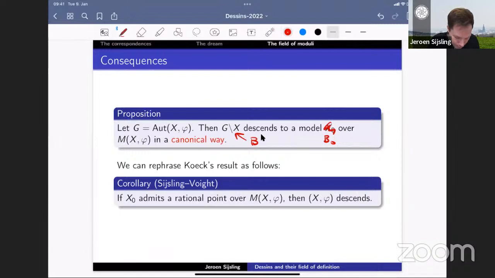And then you can look a little bit differently at this result by Cox, because his result comes down to saying, well, not quite, but you can interpret it as saying that if B0 admits a rational point over this field, then it descends, because as soon as you have a rational point on this thing, the point in the corresponding fiber will satisfy that m_X phi is m_X phi p, and then you can use Cox's theorem.